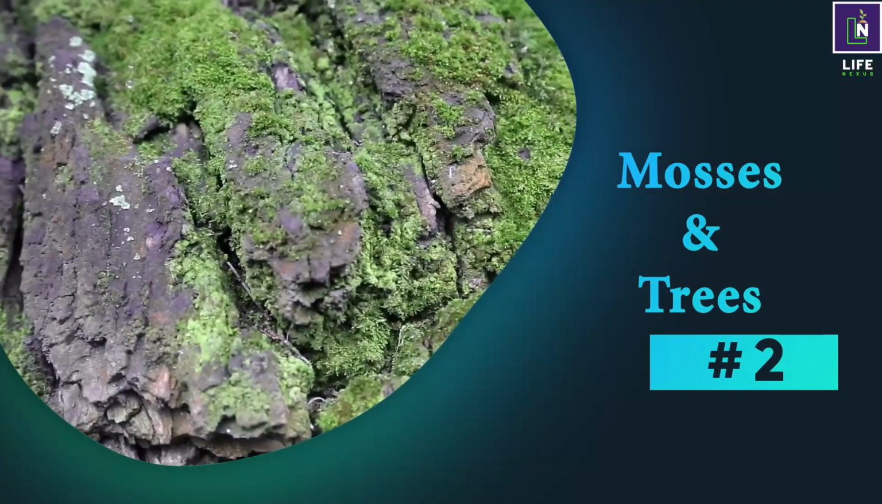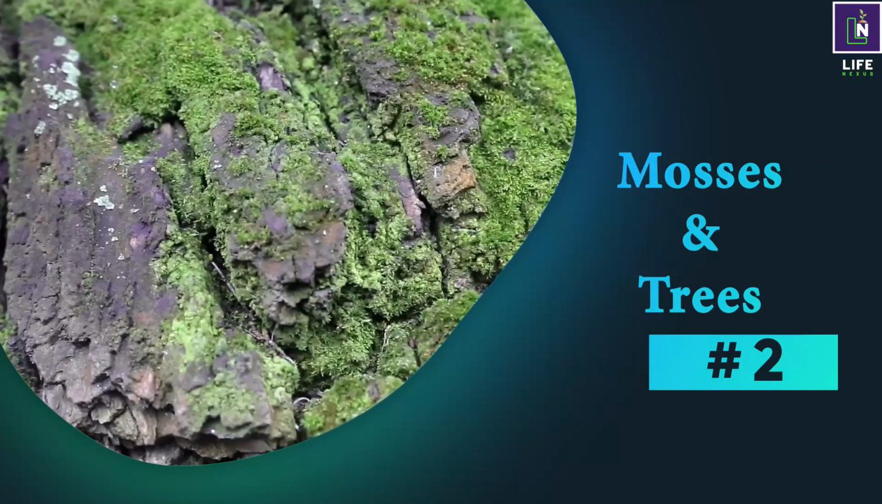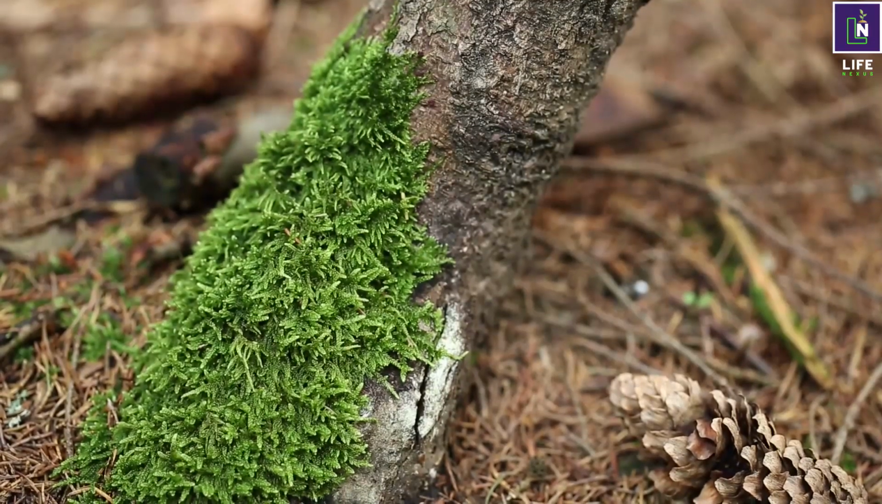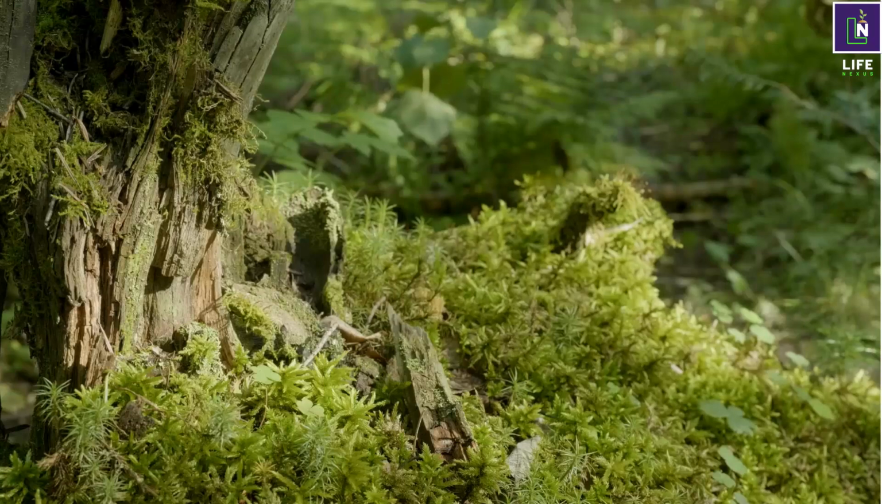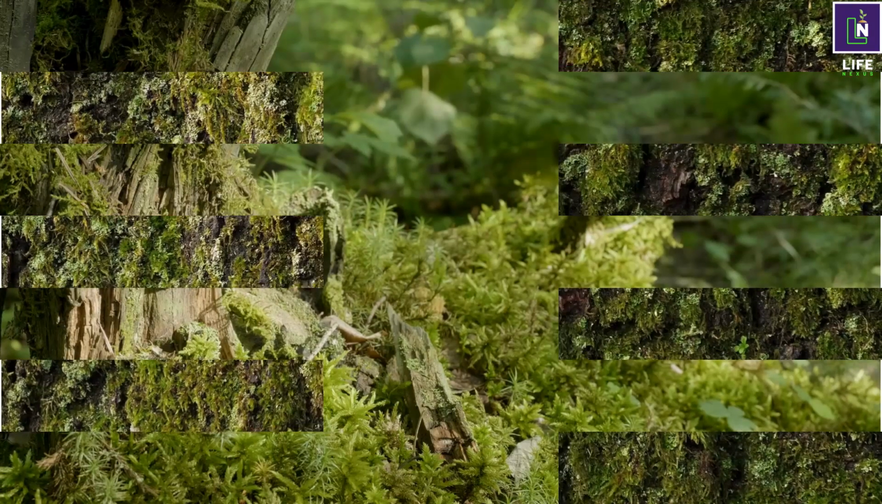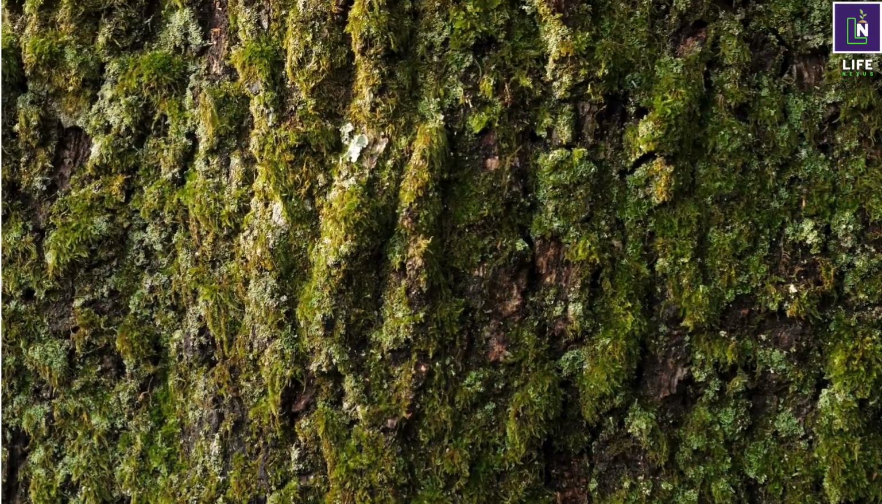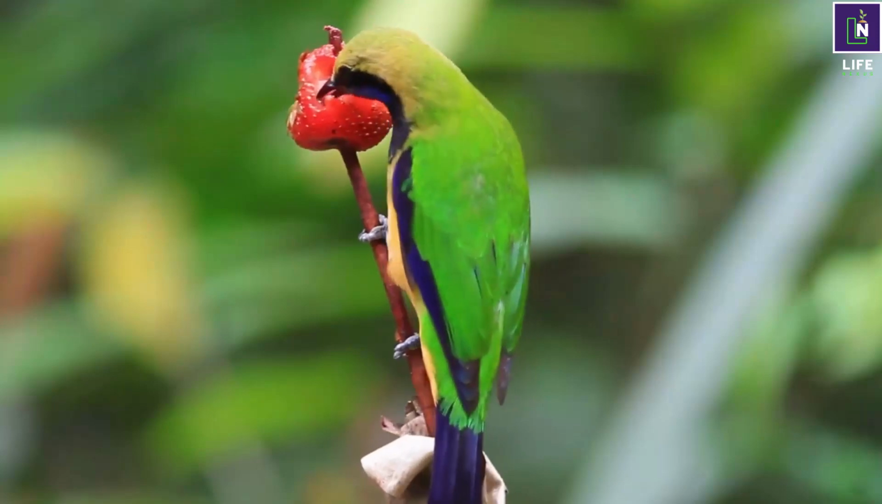2. Mosses in trees. Mosses are plants that grow on the bark of trees and other surfaces. They do not have roots, so they do not take nutrients or water from the trees. They use the trees as a support and a source of shade and moisture. The trees are not affected by the mosses.